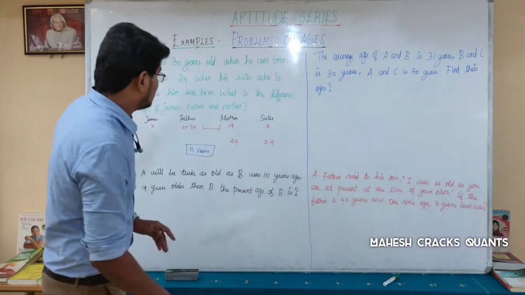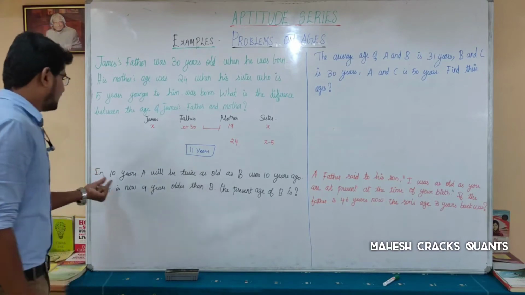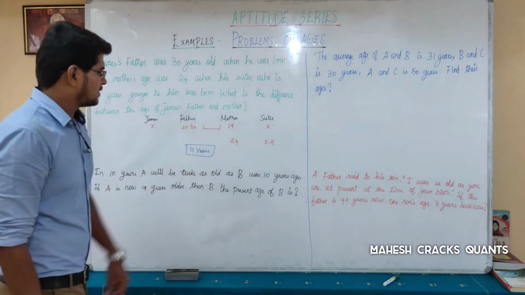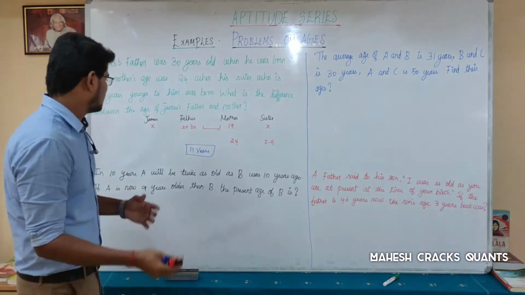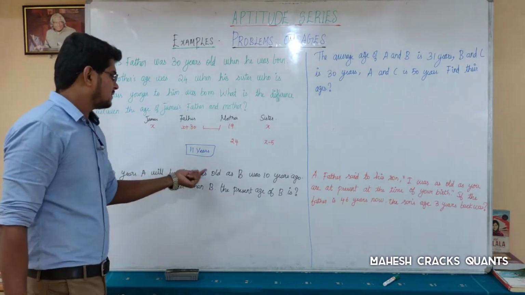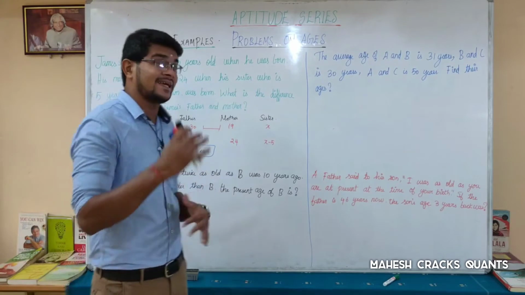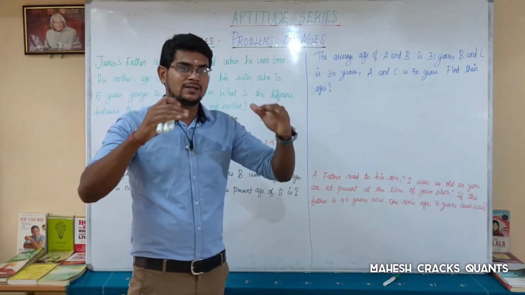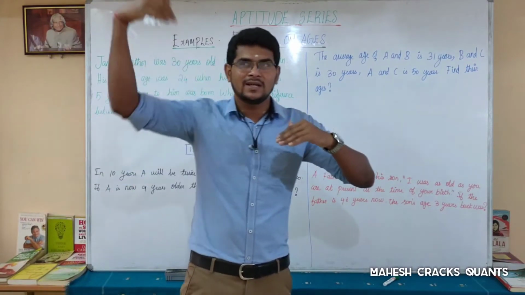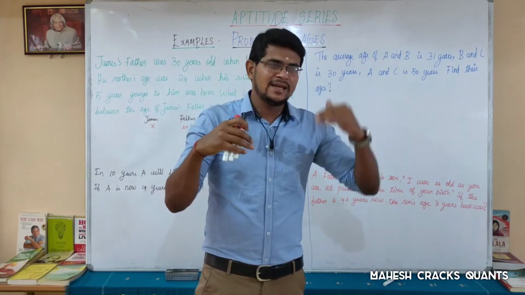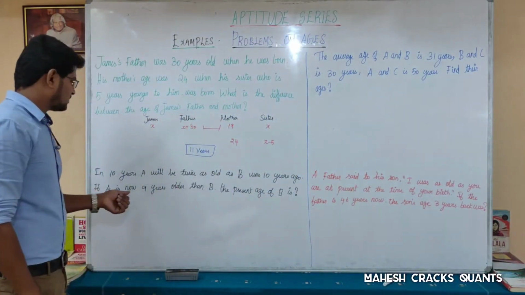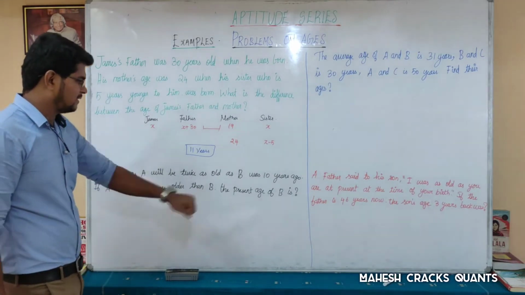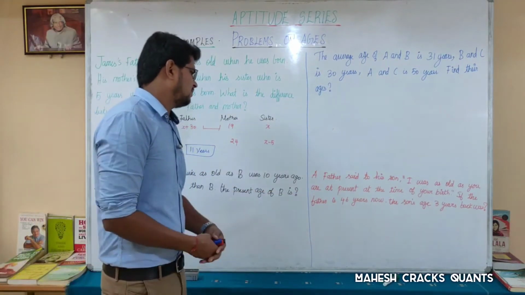Okay, let's get into the next problem. In 10 years, A will be twice as old as B was 10 years ago. In 10 years, after 10 years, A will be twice as old as B was 10 years ago. If you calculate the present value, B was 10 years ago and then A is 10 years after. If A is now 9 years older than B, the present age of B is.